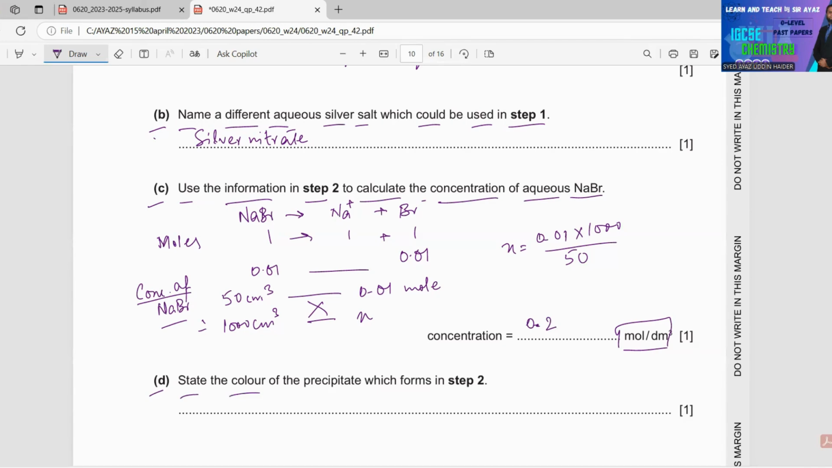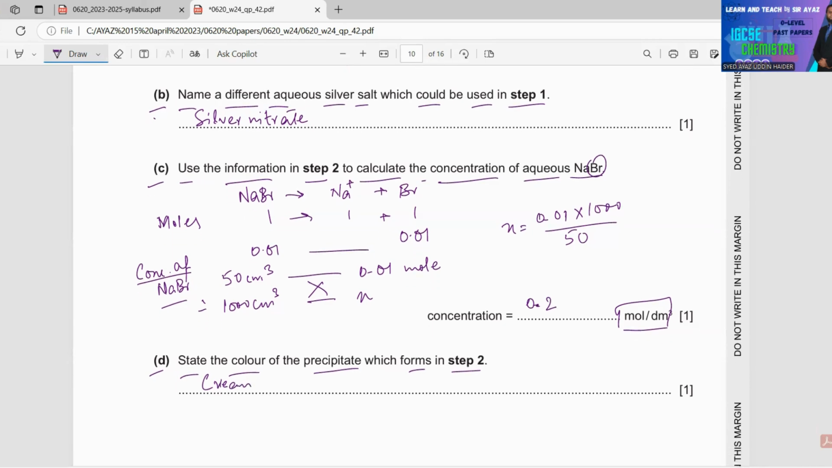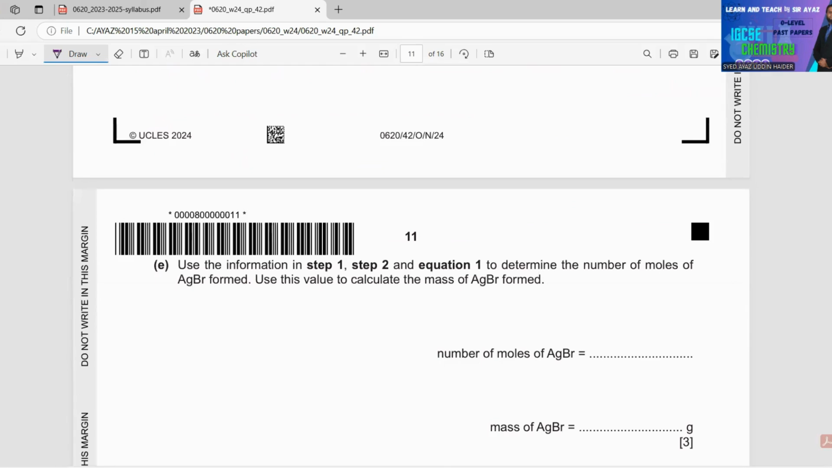D. State the color of the precipitate which forms in step 2. We have bromide ion here, so the color will be cream. Creamy white color for bromide ion. Moving to next part, part E. Use the information in step 1, step 2 and equation 1 to determine the number of moles of AgBr formed. Use this value to calculate the mass of AgBr formed. So let's start with moles of reactants.